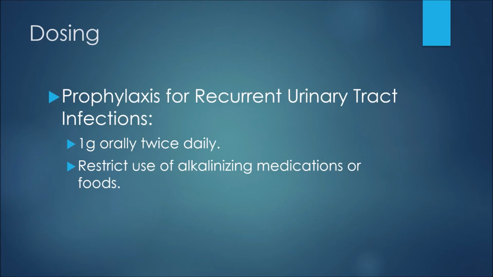Now for an example of dosing with methenamine. So when it's used prophylactically or preventatively for recurrent urinary tract infections, we would typically see 1 gram taken orally twice daily. And while using this medication, a patient would restrict the use of alkalinizing medications or foods.